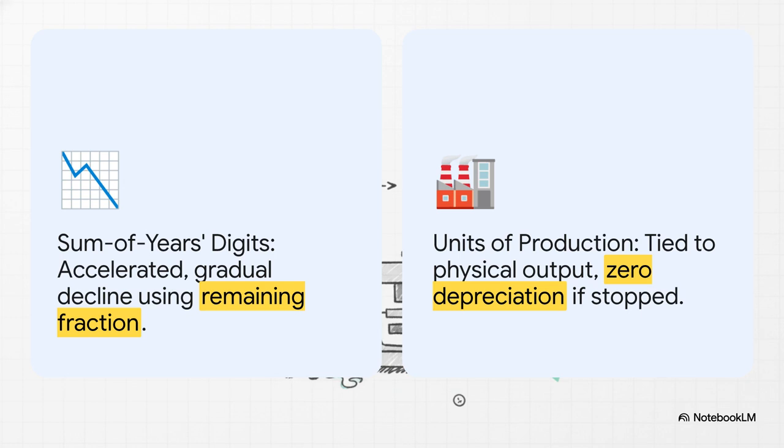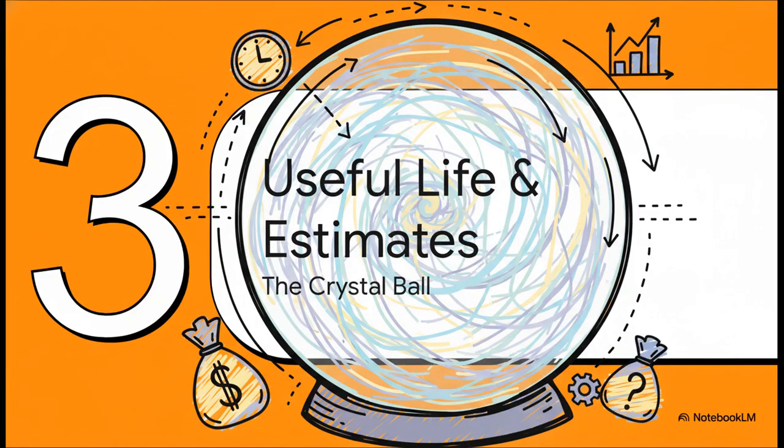Then we have units of production. Here you calculate depreciation per unit of output and multiply it by the actual units produced. What's absolutely crucial to understand here is why something like heavy mining equipment uses units of production. The wear and tear is tied directly to what it physically produces, not the calendar. So if the factory shuts down and there is 0 production, you record 0 depreciation for that period. Makes sense?